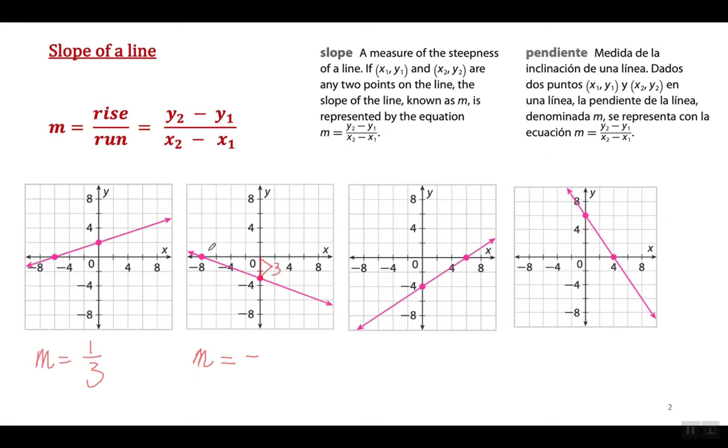And the horizontal distance is 8. From here to here the distance is 8 because you're going from 0 to -8, and from here to here the distance is 3 because you're going from 0 to -3. So the rise is 3 and the run is 8, and that's my slope.